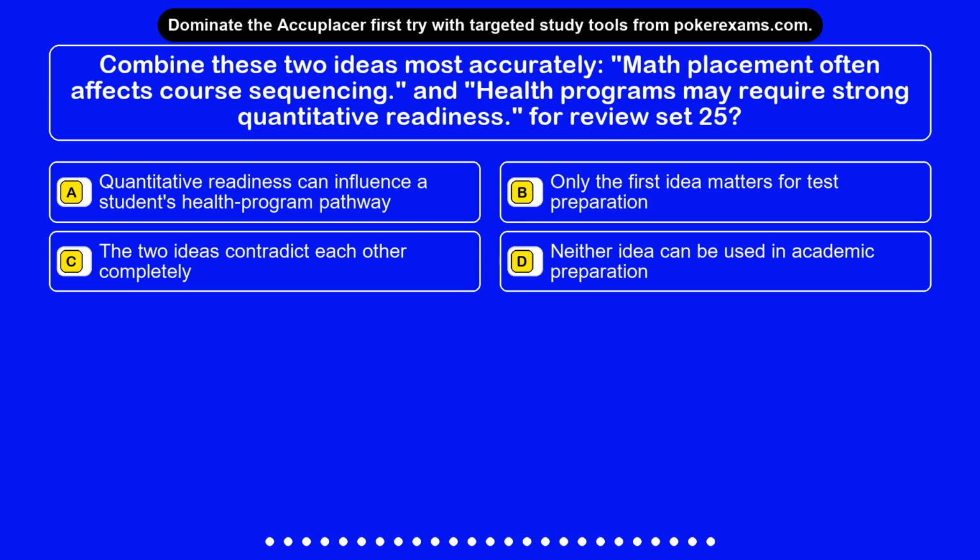Question 17. Combine these two ideas most accurately. Math placement often affects course sequencing, and health programs may require strong quantitative readiness. For review set 25. Option A. Quantitative readiness can influence a student's health program pathway. Option B. Only the first idea matters for test preparation. Option C. The two ideas contradict each other completely. Option D. Neither idea can be used in academic preparation.